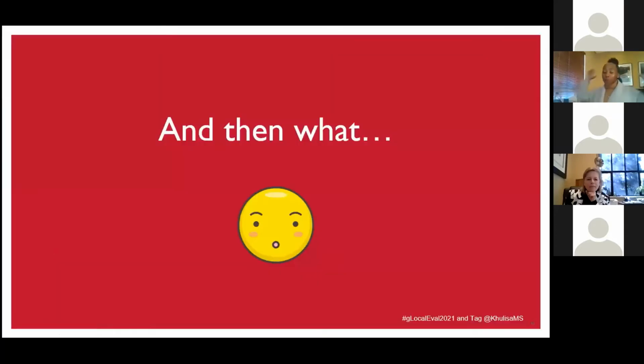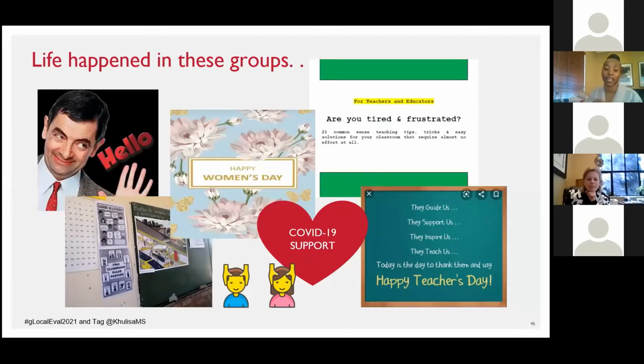So then what happened? Well, I was invested. I was completely invested. And I realized that a lot was happening in the groups, right? Life was happening in these groups. And I just placed myself back to that time during COVID when everything was very uncertain. And I found a lot of things.